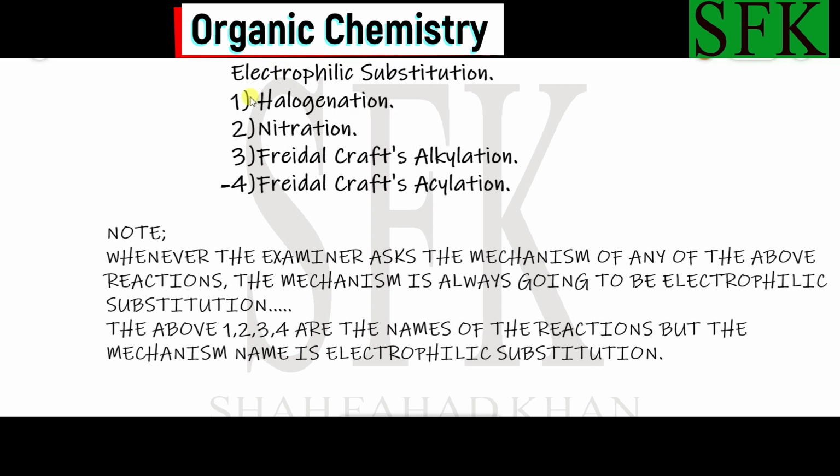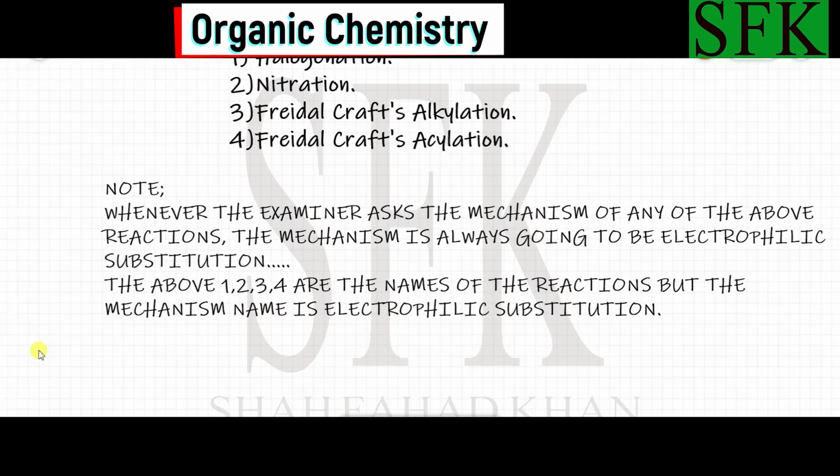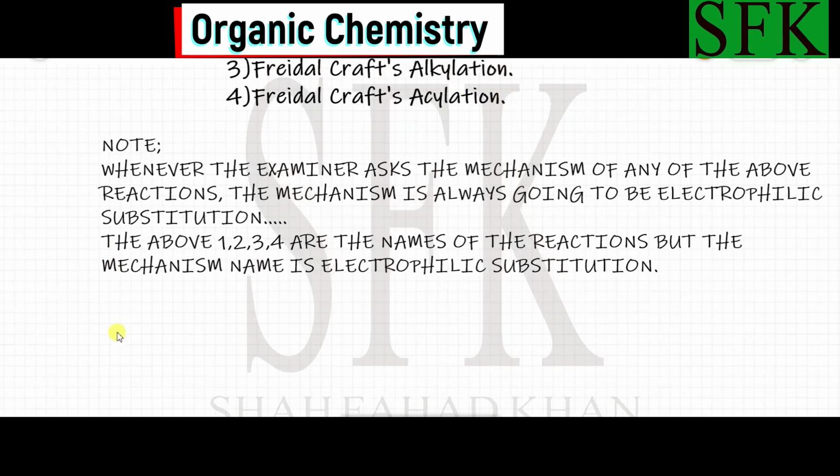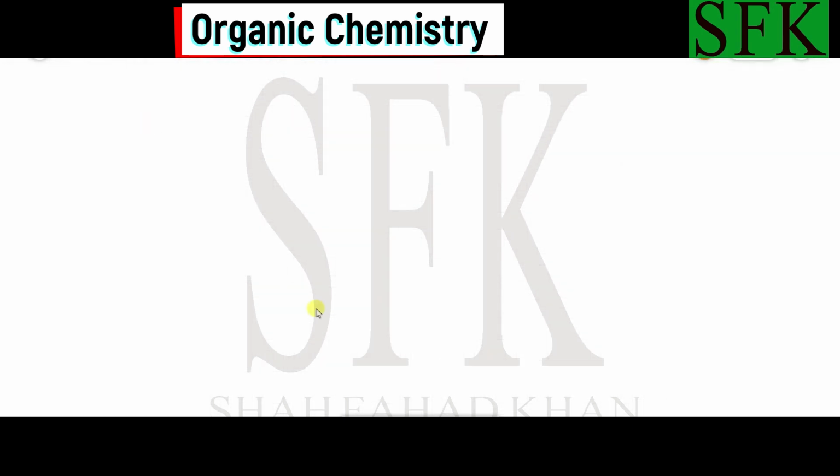Halogenation is the reaction that we've covered in the previous video. It is basically the reaction of halogens with benzene, substituting a hydrogen atom with a halogen atom. Now, in this video, we are going to talk about nitration, and then in the upcoming videos, we are going to talk about Friedel-Crafts alkylation and Friedel-Crafts acylation. Okay, now let's get started with nitration.